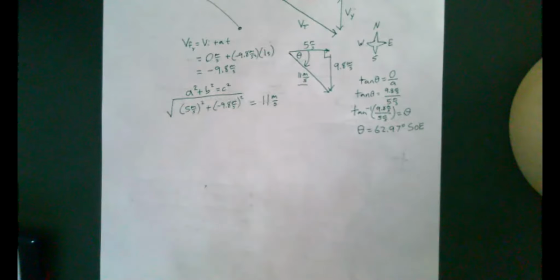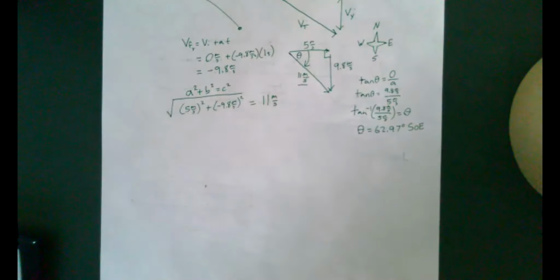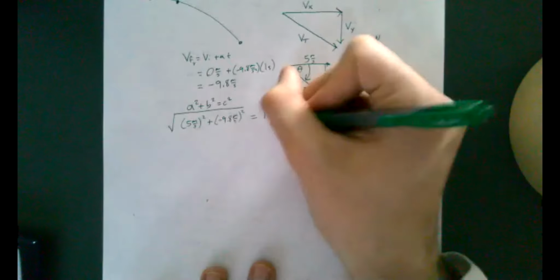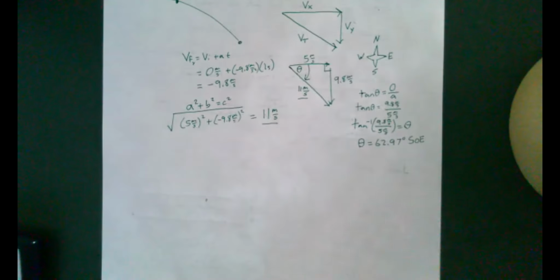Most of the time, they're just going to ask for the magnitude of a velocity. If they ask for the magnitude, that means they just want 11 meters per second. They don't need you to calculate the angle. But if they ask for the velocity and they don't ask for just the magnitude, then you're going to need to calculate the angle. So last part of the problem.